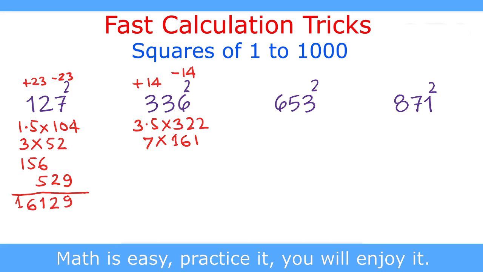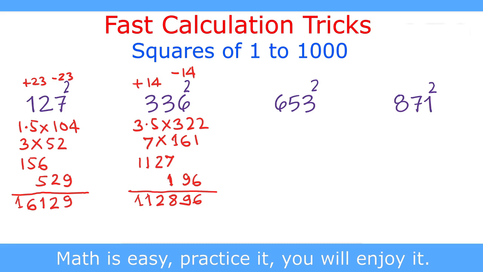We multiply 7 to 161. 7 times 1 is 7. 7 times 6 is 42. We write 2 and carry 4. 7 times 1 is 7, plus 4 is 11. Now square of plus or minus 14 is 196. We write 96 and carry 1. And now we add 6, 9, 7 plus 1 is 8. Then 2, then 1 and 1. So the square of 336 is 1,12,896 or 112,896.